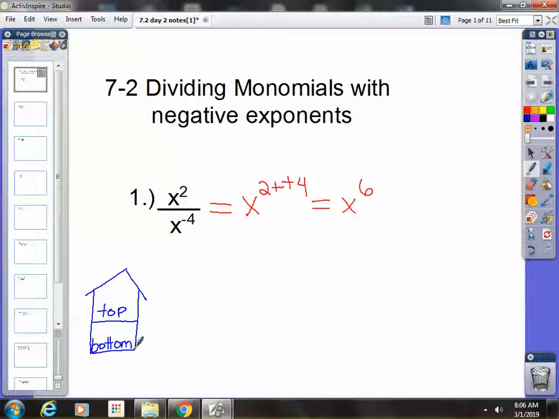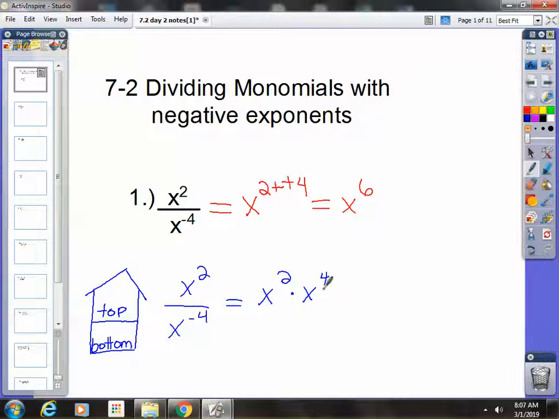Right now, the x is living on the bottom floor of our house. But it has a negative exponent, so that tells me it needs to change floors to go to the top floor. So if I rewrite this, I'm going to move this x with the negative exponent to the top floor. I no longer have anything left in my denominator, that's why I didn't write my fraction over.